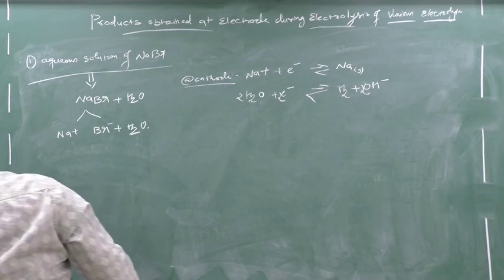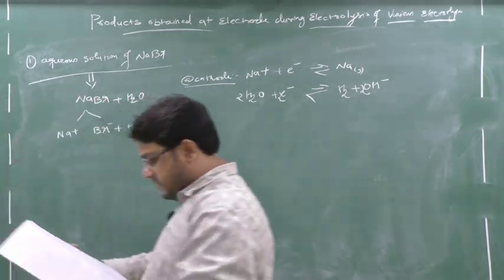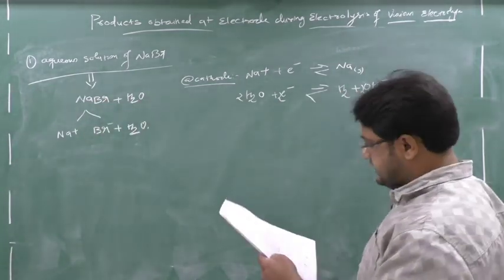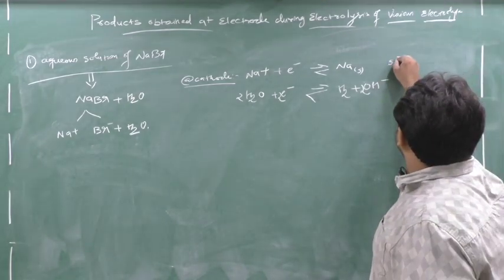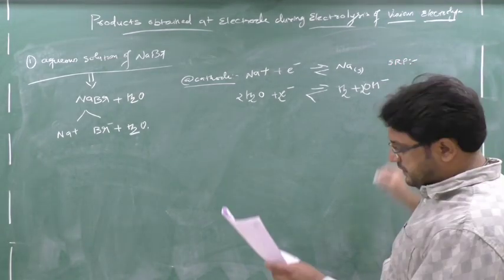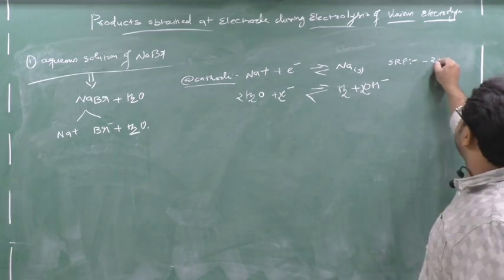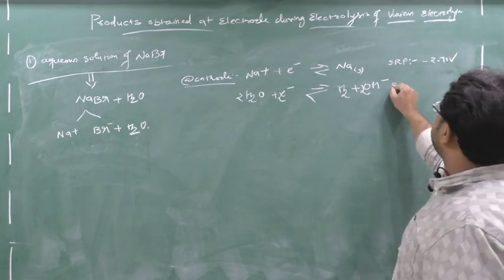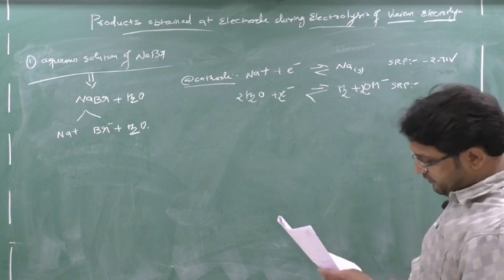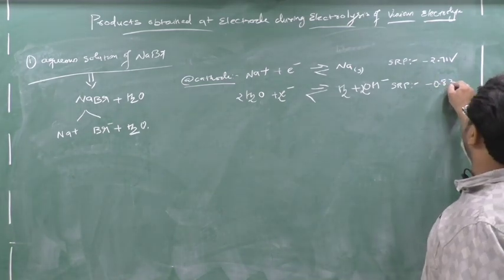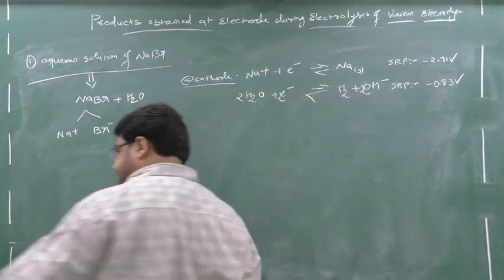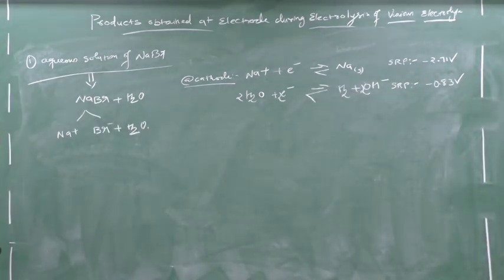Now we have to decide with the SRP values. The SRP value of Na plus, please remember, is minus 2.71 volt. And the SRP value of water is minus 0.83 volt. Yes or no? So these are the SRP values of water and Na plus at cathode.